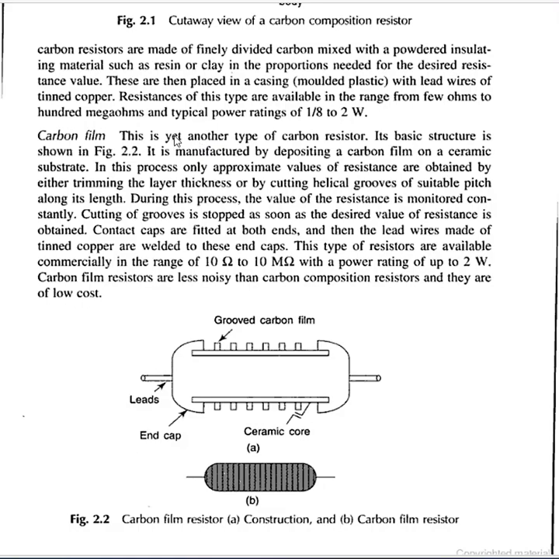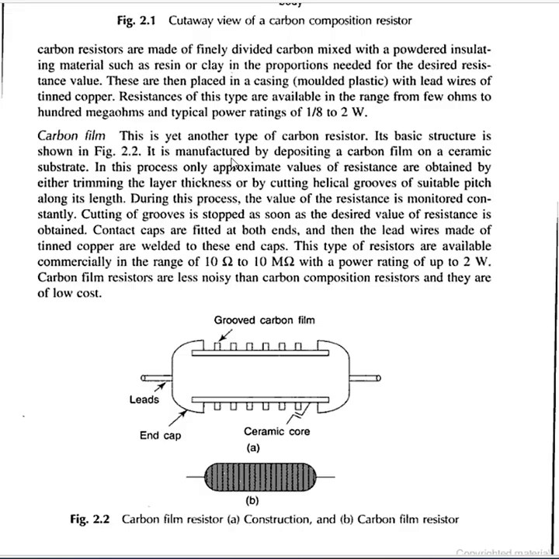Carbon film. Carbon film resistor is manufactured by depositing a carbon film on a ceramic substrate. In this process, only approximate values of resistance are obtained by either trimming the layer thickness or by cutting helical grooves of suitable pitch along its length. During this process, the value of resistance is monitored constantly.